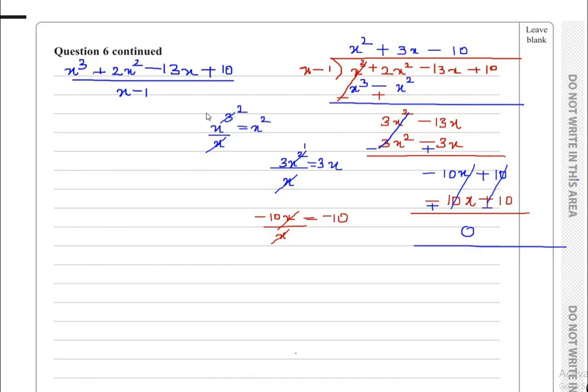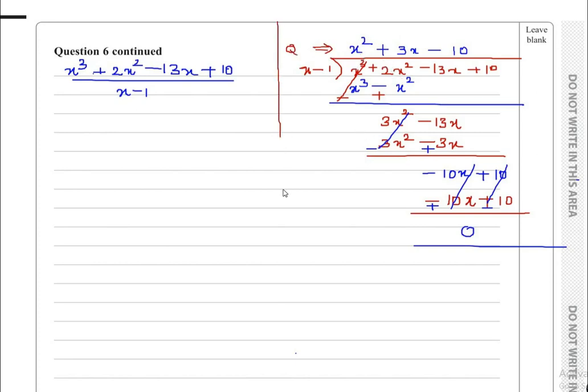Now the next thing we are going to do is, whatever quotient we have got, that is this thing. This is the quotient which we got. We should further factorize it. So let us factorize it over here. We have x squared plus 3x minus 10. Let us factorize this now.